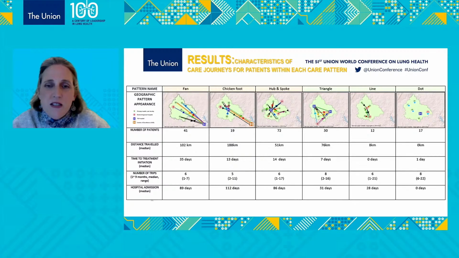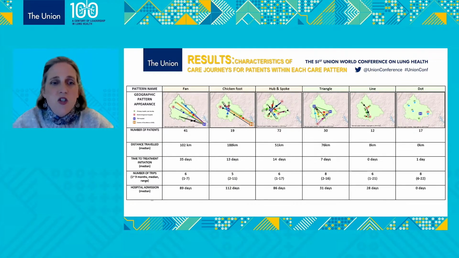So as you can see, if we focus on these patterns a little bit closer, the majority of patients were managed in the 3 more centralized care models, and those are in the orange towards the left. These models had the longest time to treatment initiation, the longest in-hospital stay durations. Patients in the 2 most centralized models traveled the furthest distances from home compared to patients in the most decentralized models, which were furthest to the right within the first 9 months of care.